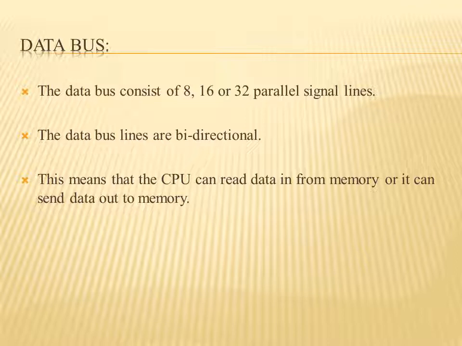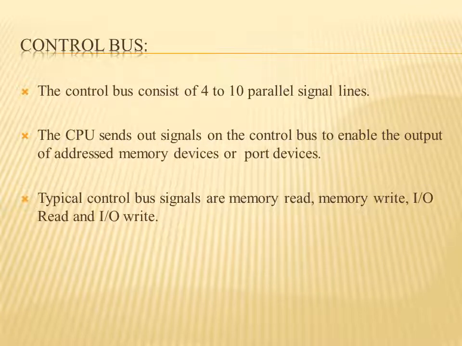Data bus. The data bus consists of 8, 16 or 32 parallel signal lines. The data bus lines are bidirectional. This means that the CPU can read data in from memory or it can send data out to the memory.